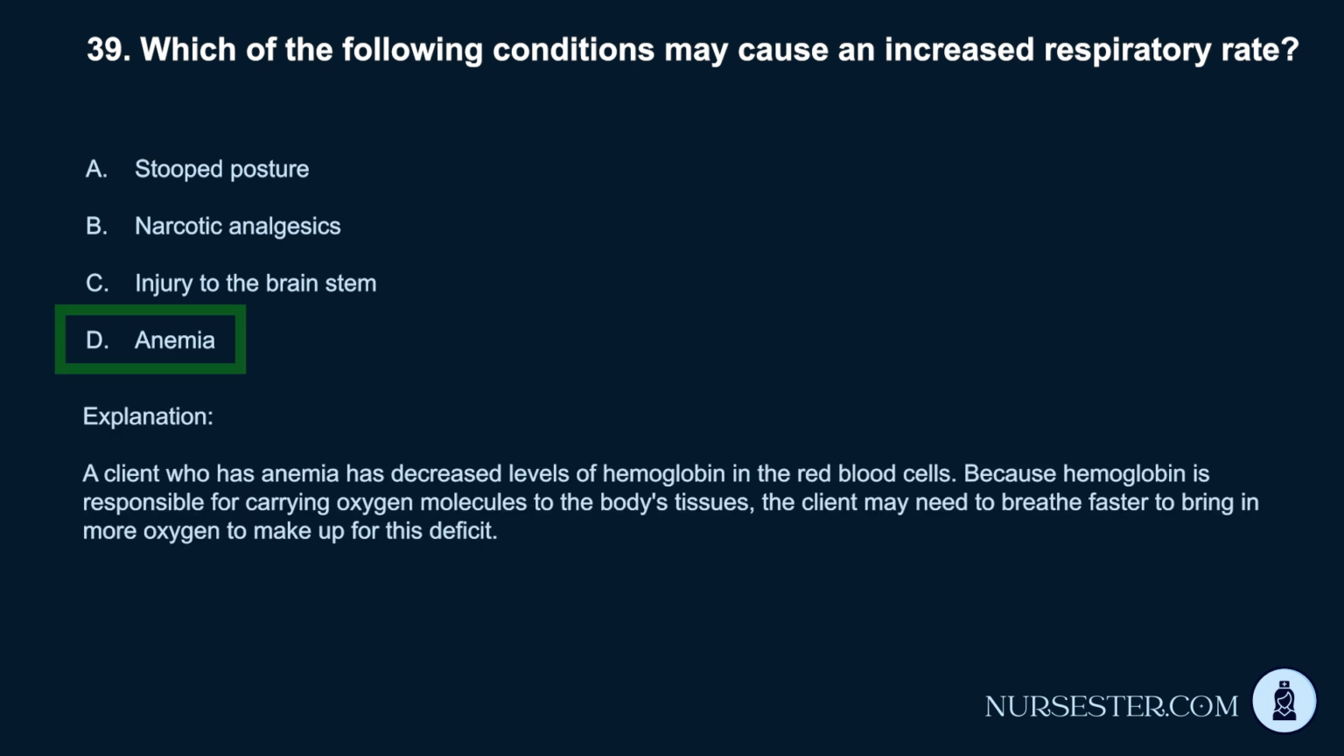Correct answer, D. Anemia. A client who has anemia has decreased levels of hemoglobin in the red blood cells. Because hemoglobin is responsible for carrying oxygen molecules to the body's tissues, the client may need to breathe faster to bring in more oxygen to make up for this deficit.